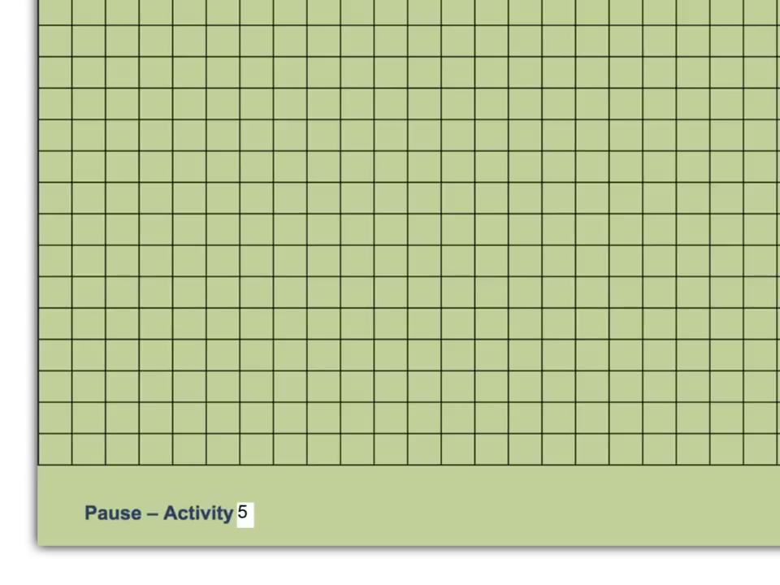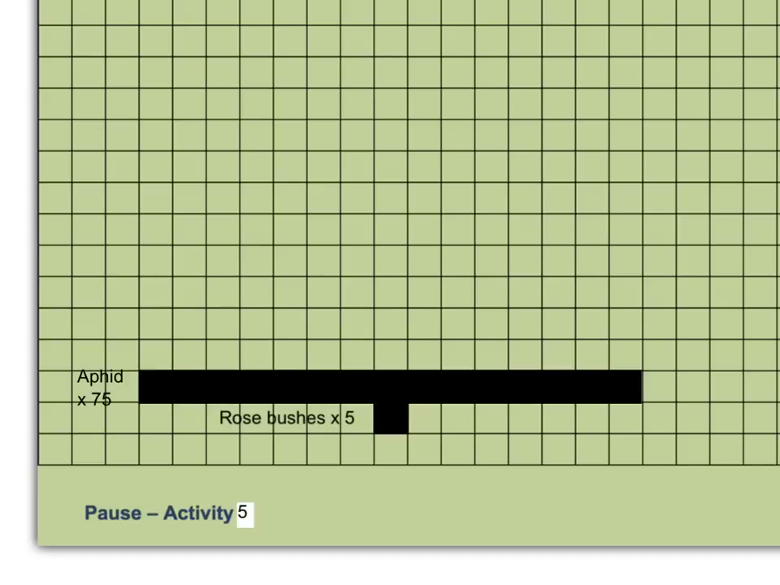The first thing I need to do is add my rose bushes down at the bottom. So there we have it, my rose bushes nicely drawn in. The next thing I need is to add on the number of aphids. If you remember, in the example there were 75 aphids. So now I need to add in the correct number of squares going across, which is 15 squares. I'll add that in now. There we go, so that's our aphids. We have 75 of them. Remember, each square is worth 5.